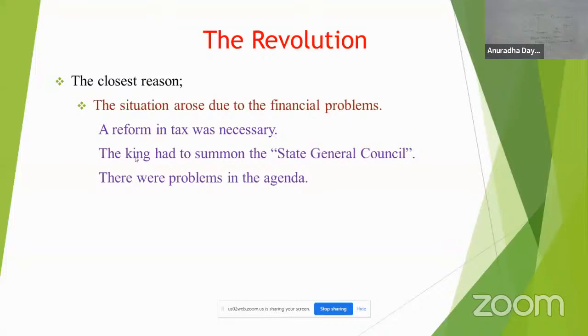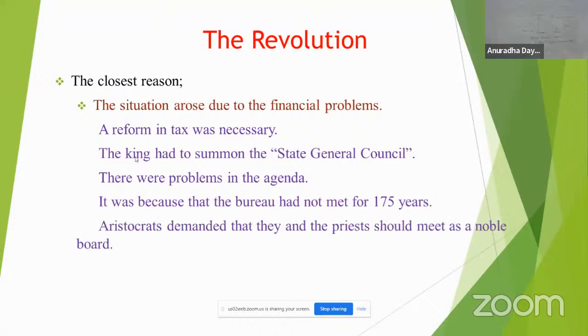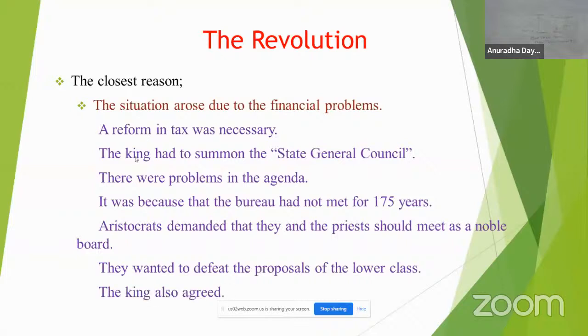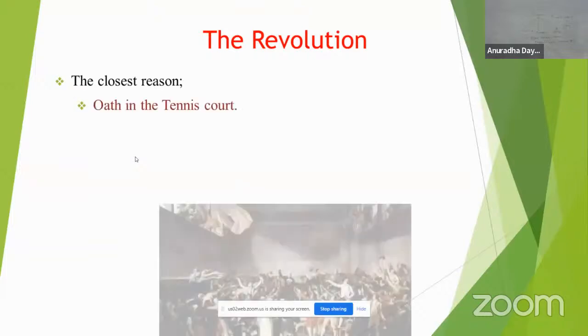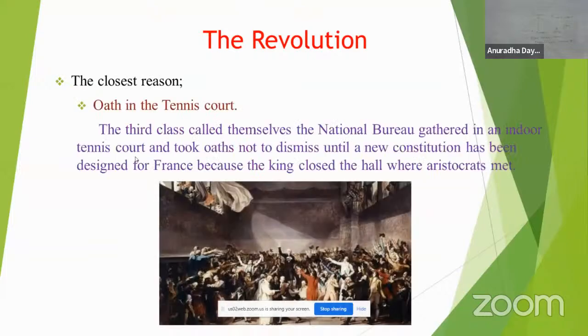There were problems in the agenda, as you can see in this presentation. It was because the assembly had not met for 175 years. Aristocrats demanded that they and the priests should meet as a noble board. They wanted to defeat the proposals of the lower class. The king also agreed. So what happened? The third class called themselves the National Assembly and gathered in an indoor tennis court and took oaths not to disperse until a new constitution had been designed for France, because the king closed all the halls where aristocrats met.